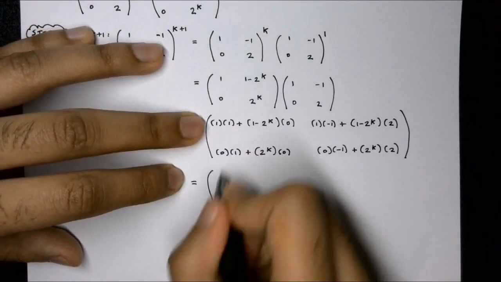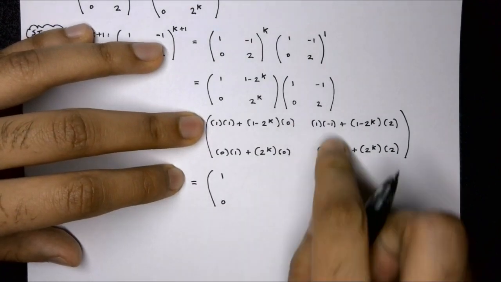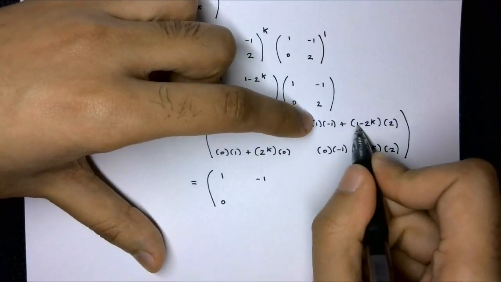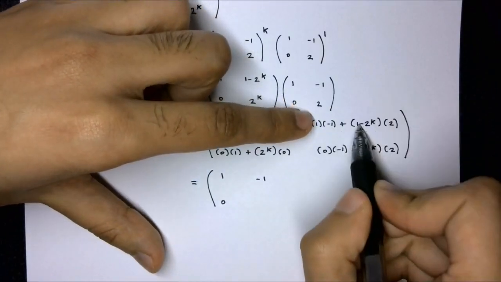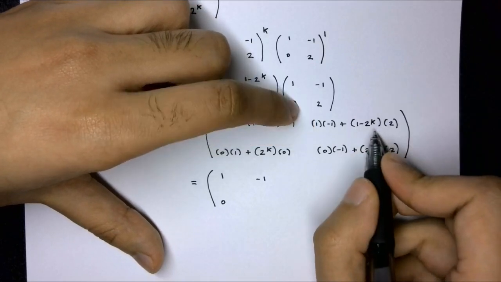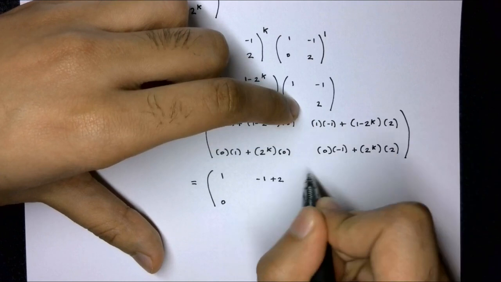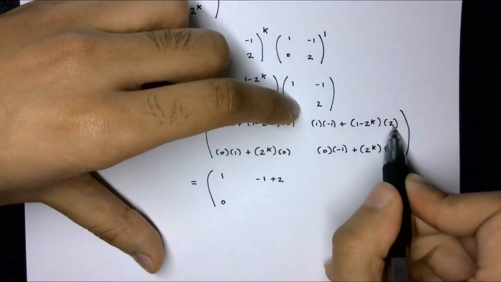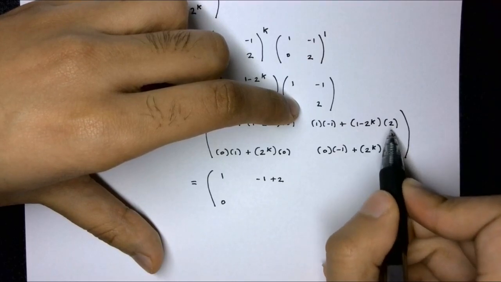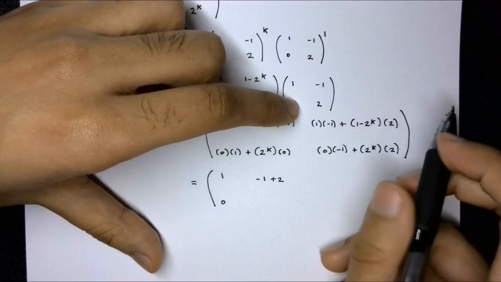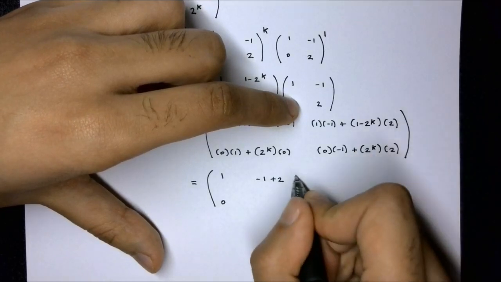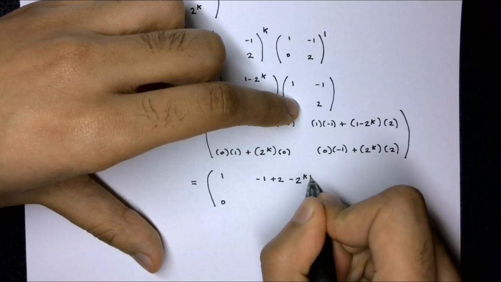You can see on the top over here we've got 1, here we've got 0, now here we've got minus 1. Now if we expand all this out, we've got 1 times 2, that's 2. And then we've got minus 2 to the k times 2. Of course, adding the powers because we've got the same base, that will be minus 2 to the power of k plus 1.